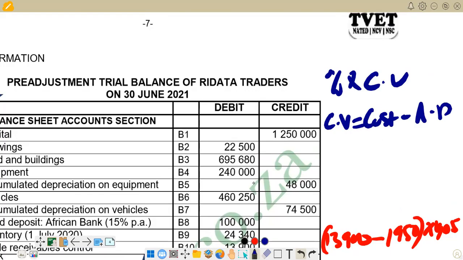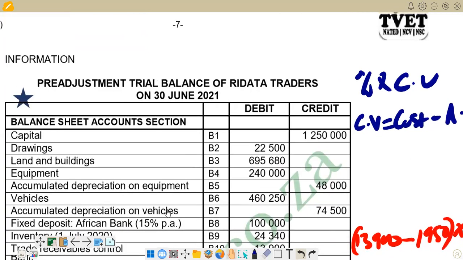So you have to check if we have got any additions in the questions that were made in terms of these equipment. You see that in the additional information, we don't have any equipment that was bought or sold. So we are just going to use the balances that we are given there. If you come here, you see that the balance for equipment for costs is 240,000. And then accumulated depreciation for equipment, we have got 48,000.